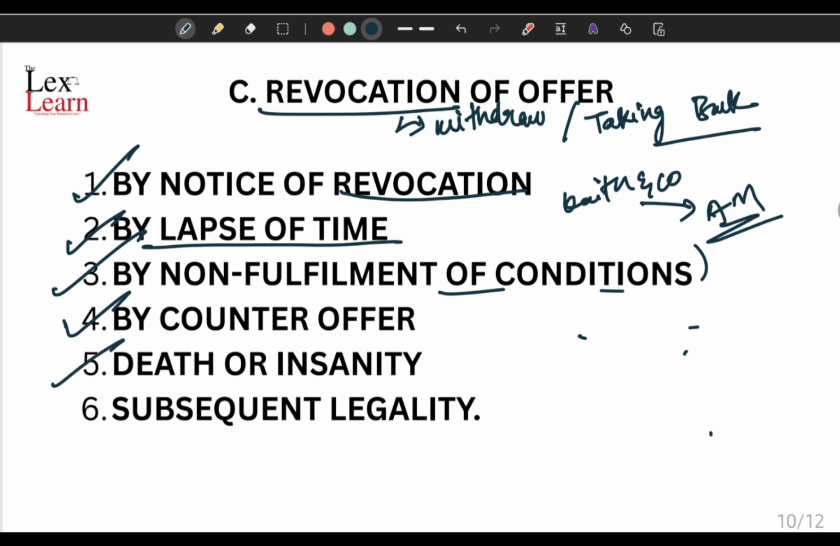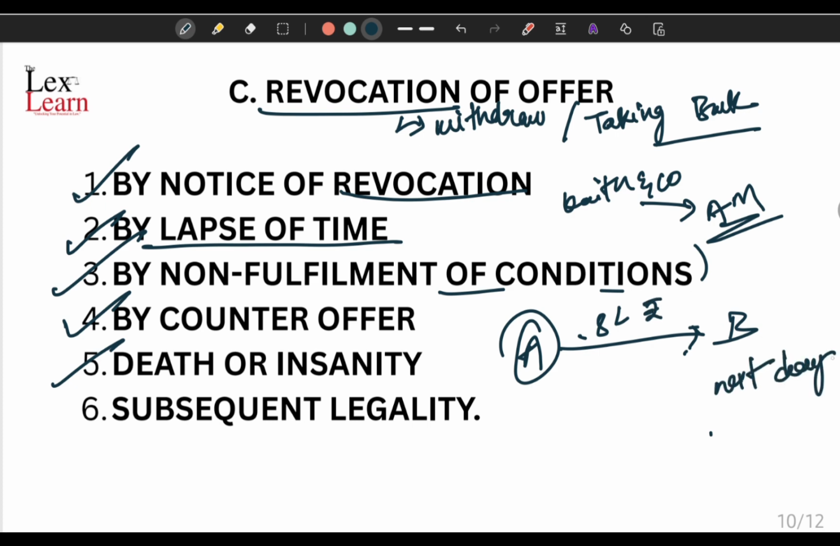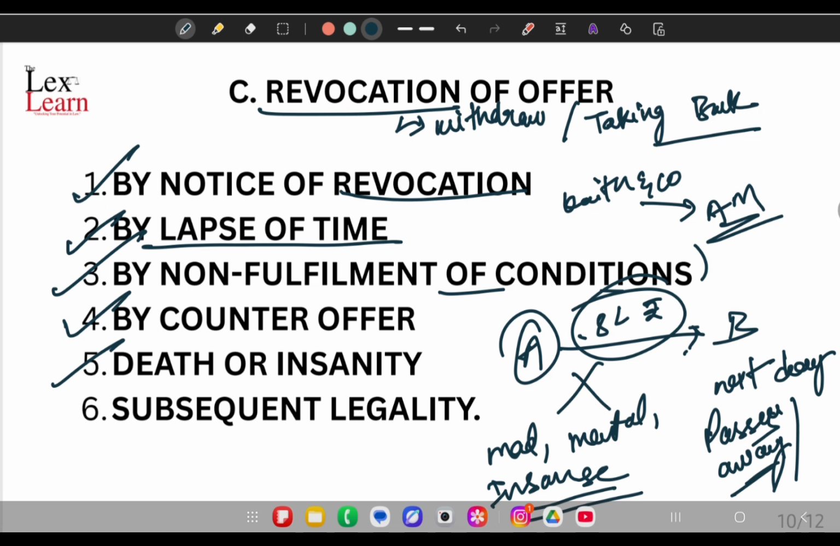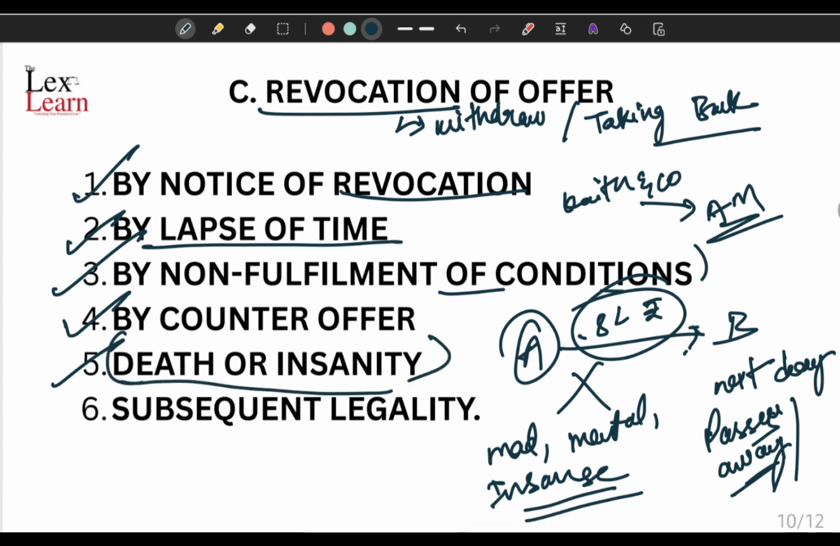And the next one is by death or insanity. If A says to B that he wants to sell his car for 8 lakh rupees, and the very next day B passes away, B dies, so this initial offer remains cancelled. And also, even if he becomes mad, even if he becomes insane, then the contract automatically gets cancelled. So by death or insanity, I'll explain you about the competency of contract in my next slide.